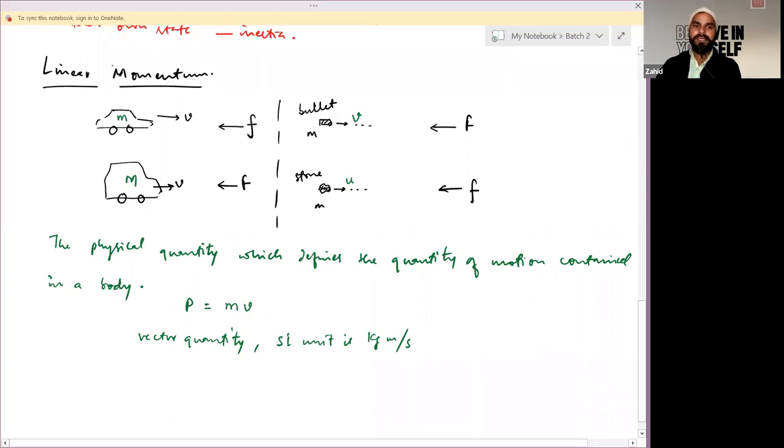Is it clear till this part? Yes, sir. Yes, sir. Safan, any doubt? No, sir. Okay, just write it down. Done, sir. Done, sir.